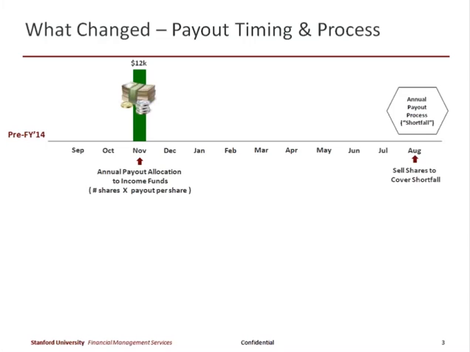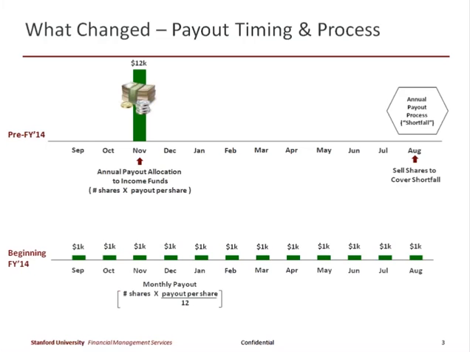It was not until the end of the fiscal year in August that payout was actually funded through a sale of shares. This was referred to as the shortfall process. In this method, a fund holder did not always know whether the amount allocated in November would be the final payout amount until shares were sold in August. For a small percentage of funds, the principal side of the fund did not have enough appreciation to generate full payout. Therefore, actual payout was less than what they had anticipated based on the November allocation.